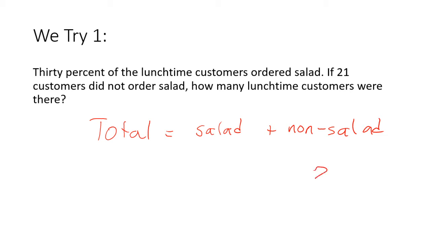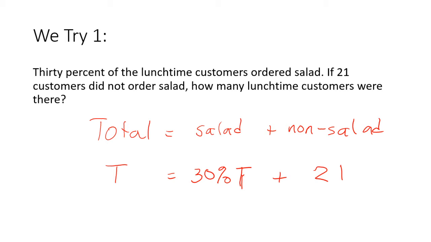So we know 21 people did not order salad, so I'm going to fill that in. And I know that 30%, so 30% times the total number of people did not order salad. How many lunchtime customers were there? So let's solve our equation.